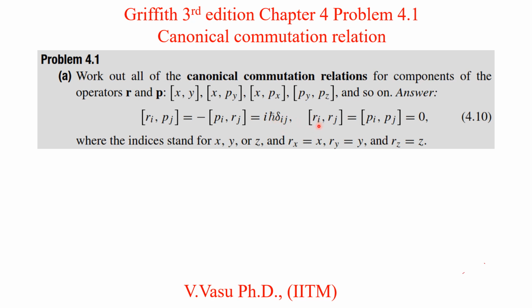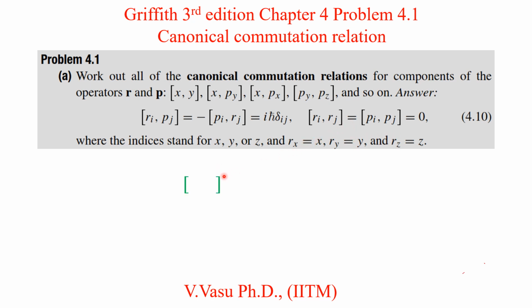And we have to also prove this, as well as the commutator of Ri with Rj is equal to the commutator of Pi with Pj is equal to 0. As I said, the index stands for x, y, z, that is Rx means x, Ry means y, and Rz means z. Now we will see the solution part.